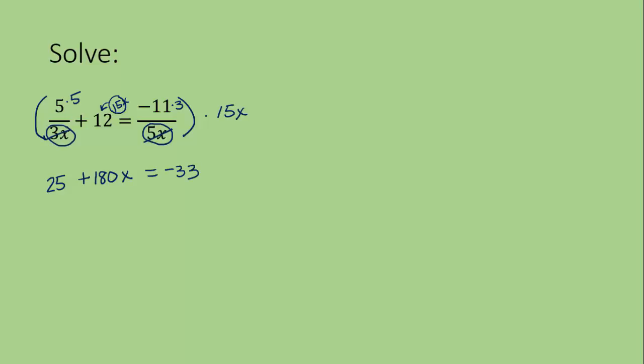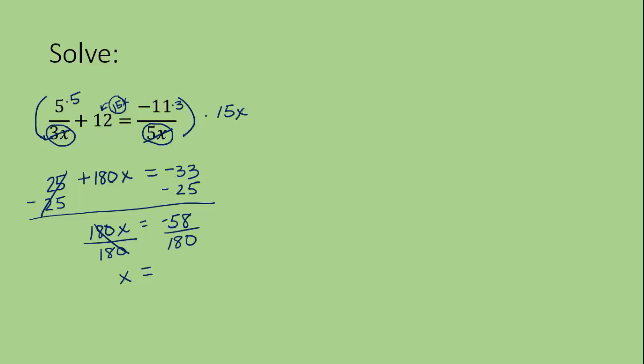Okay, let's solve this. I'm going to move that 25 using subtraction. So those are gone. I've got 180x is equal to -58. And I need to divide by 180 to isolate that x. That needs some reducing. I can see that both of those are even, so let's divide by 2 to get started here and see what happens. I get -29 in the top, 90 in the bottom. Since 29 is prime and it's not a factor of 90, we are done. And that is our solution for x.